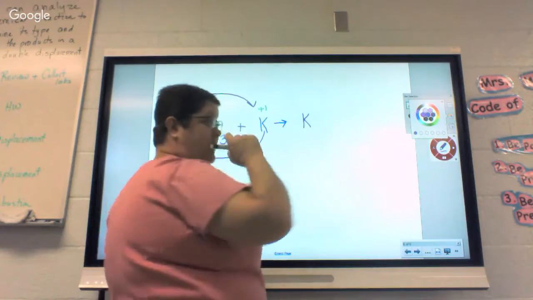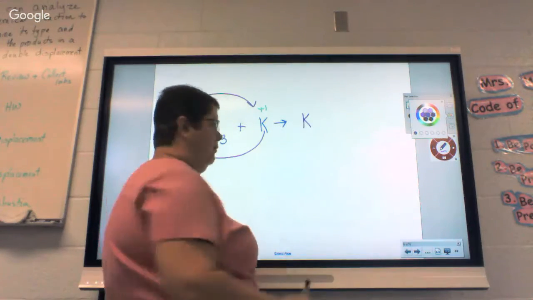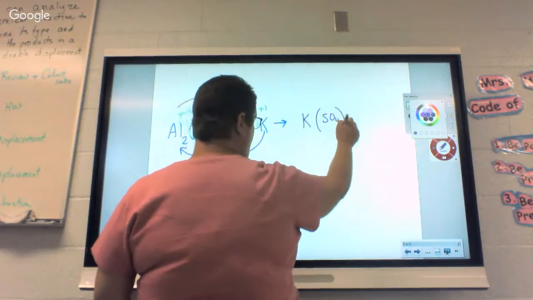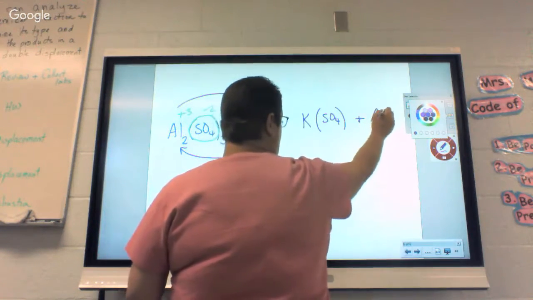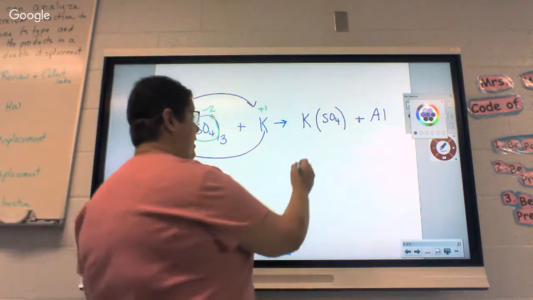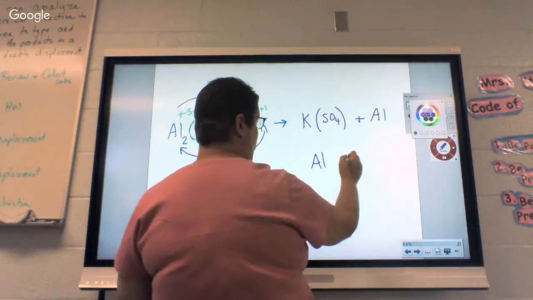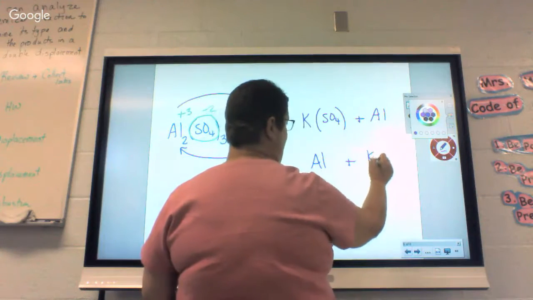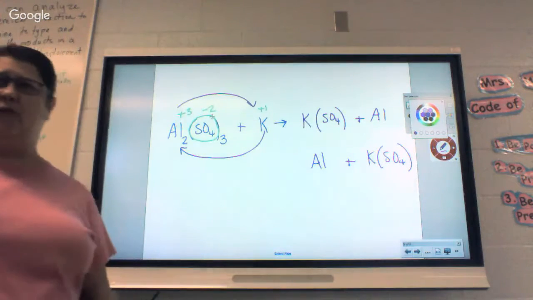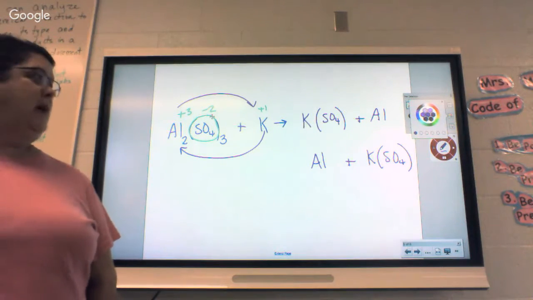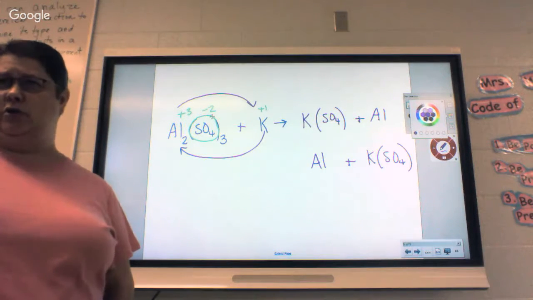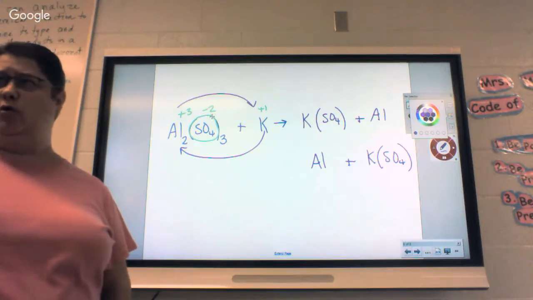I know that, but Shatoria did not. So we're fixing that. K is going to be with SO4 and Al is going to be by itself. Now, just like Tyshun said a minute ago, if you had written it as Al plus K SO4, that would be the same thing. There's nothing different about those two answers. Just because I wrote the KSO4 first, you could have written the Al first. It doesn't matter the order you write them in.